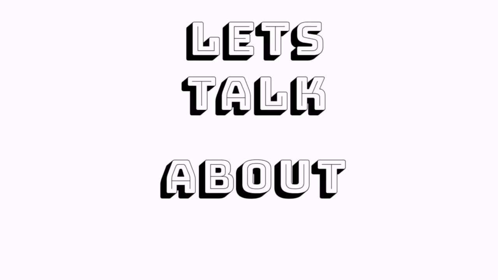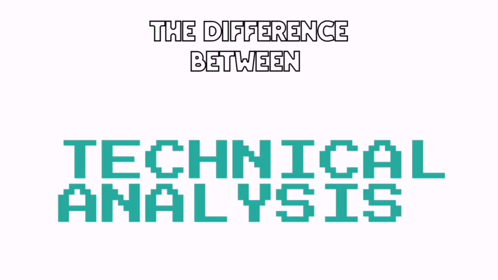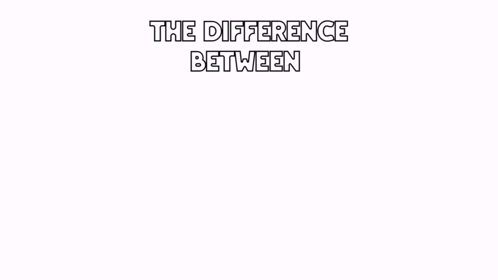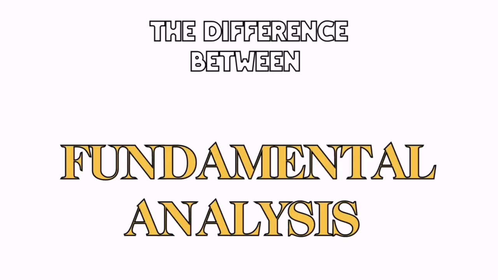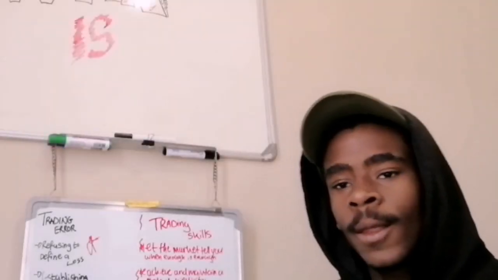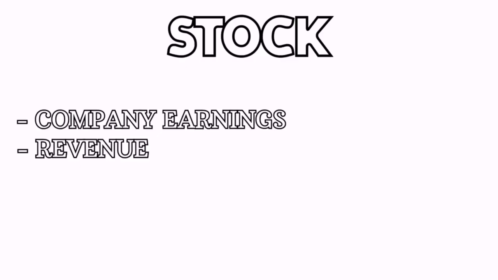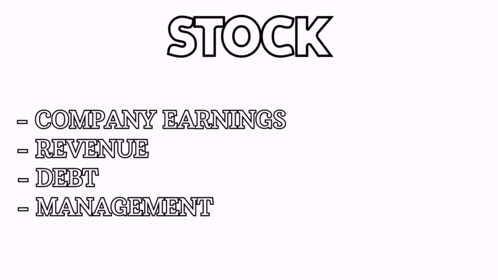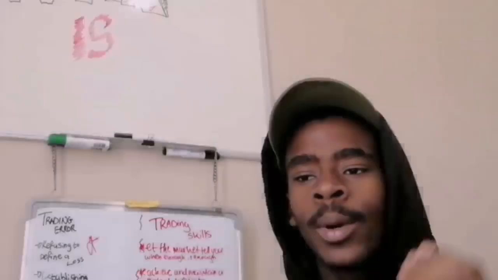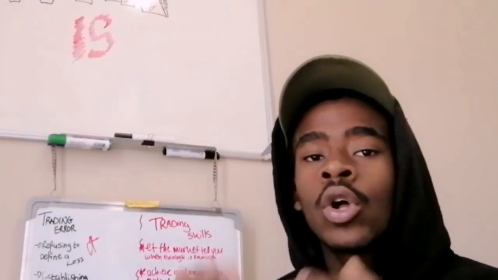Now, let's talk about the difference between technical analysis and another popular method of market analysis, which is fundamental analysis. So, fundamental analysis is all about looking at the intrinsic value of an asset. For example, if you're looking at a stock, you might analyze the company's earnings, revenue, debt, management, and future growth potential. It's all about understanding the health of that company. How likely is it to make money, or how likely is it to go bankrupt?